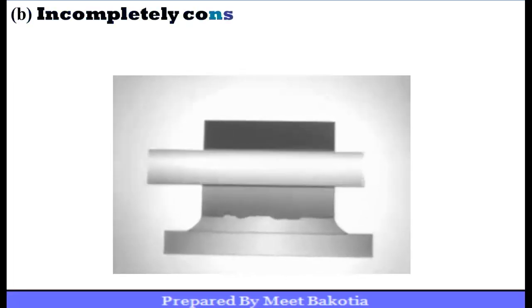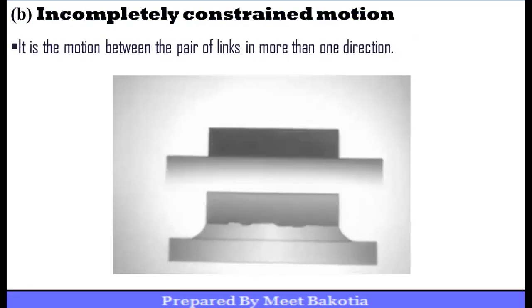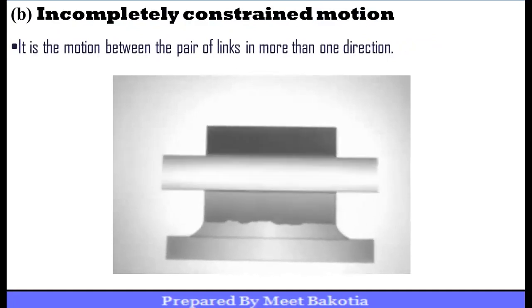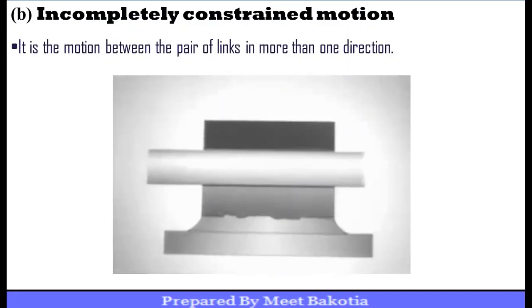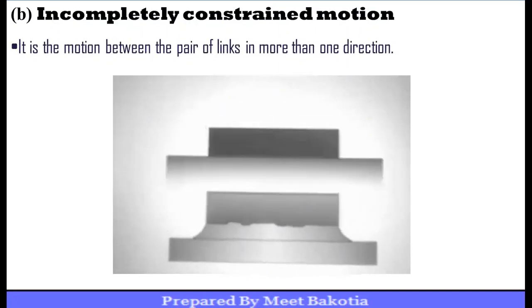It is the motion between the pair of links in more than one direction, so we are going to call it incompletely constrained motion. Let us see this again. You can see here, this is what I was showing. Circular bar inside the circular hole. You can see the shaft or the bar is reciprocating as well as rotating. Since more than one direction is happening, it is an example of incompletely constrained motion. Motion between a pair of links in more than one direction is called incompletely constrained motion.